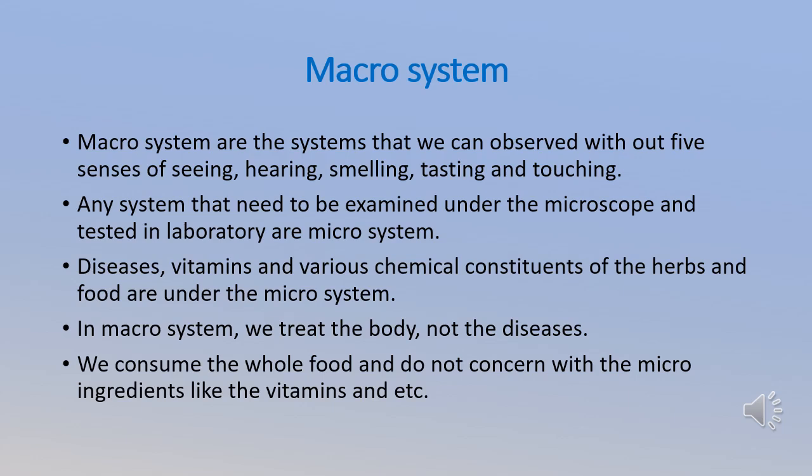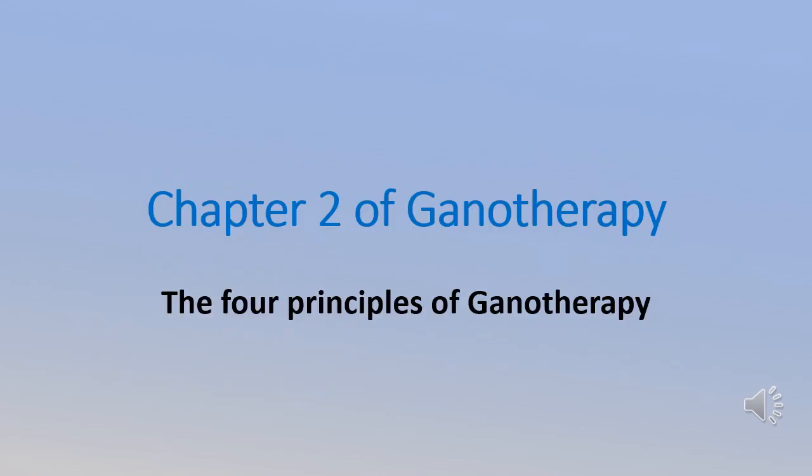Okay, the macro function of Ganoderma is to detox the body, to balance back the body. So normally in Ganotherapy, we're talking about the macro function, not the micro function of products. So in macro system, we treat the body and we never treat the disease. Okay, we consume the whole food. We are not concerned with the micro ingredients like the vitamins and so on inside the food. So now we come to chapter 2 of Ganotherapy.